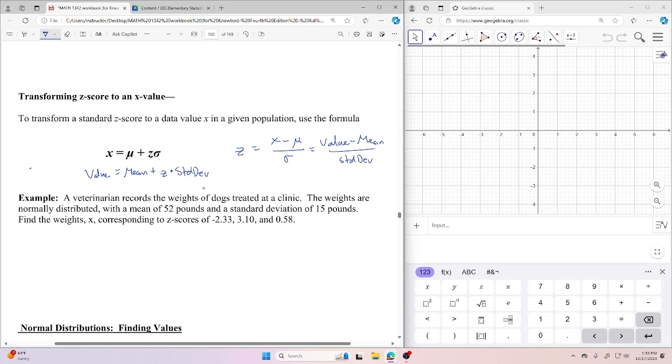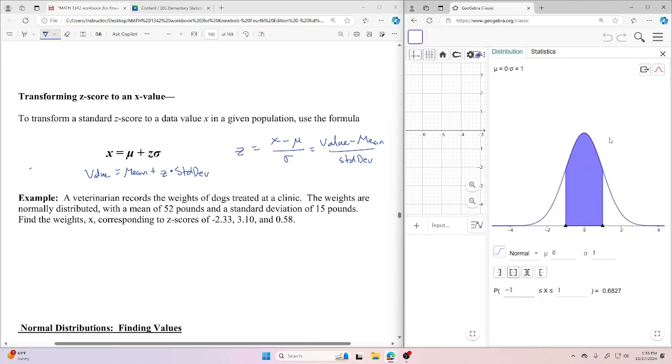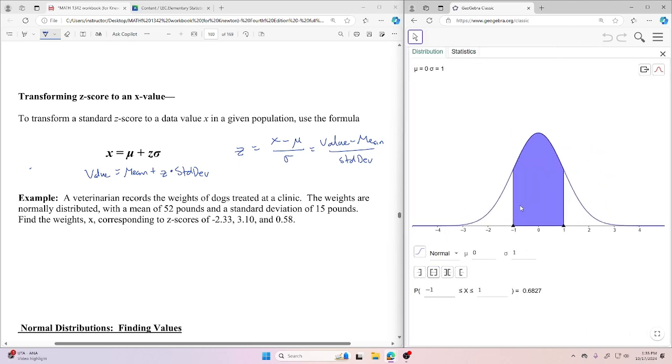All right. So a veterinarian records the weights of dogs. The weights are normally distributed. Pause. So going forward, they're going to use this word a lot, normally distributed. What that means is that we can use a bell curve. And you know what? I'm going to go ahead and pull one up right now. So in GeoGebra, again, I'm going to go classic, and then probability calculator, and then I got this guy open so we can use it. So if it says normally distributed, I'm like, bell curve. Cool? Okay. With a mean of 52 and a standard deviation of 15, so what's going on with these guys here?